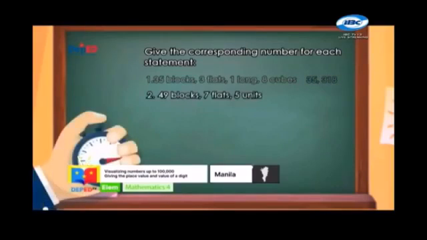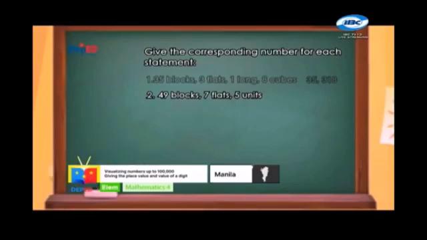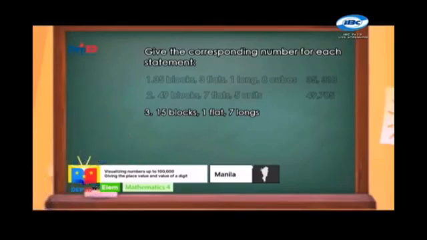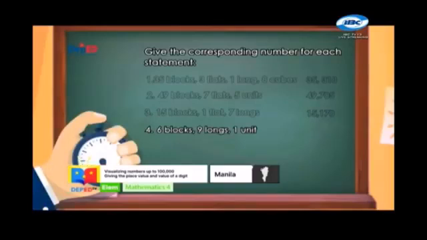35,318. Number 2, 49 blocks, 7 flats, and 5 units. 49,705. Number 3, 15 blocks, 1 flat, and 7 longs. 15,170. Number 4, 6 blocks, 9 longs, and 1 unit.